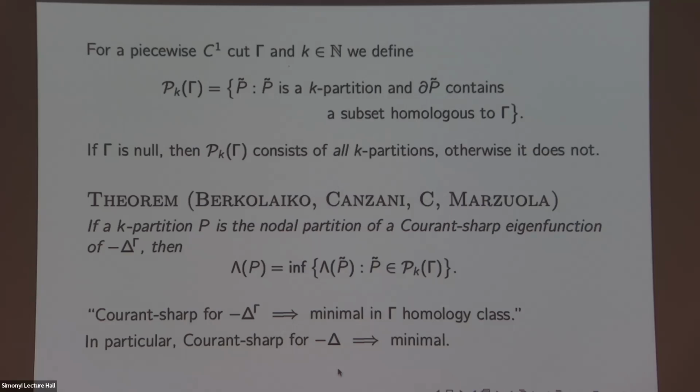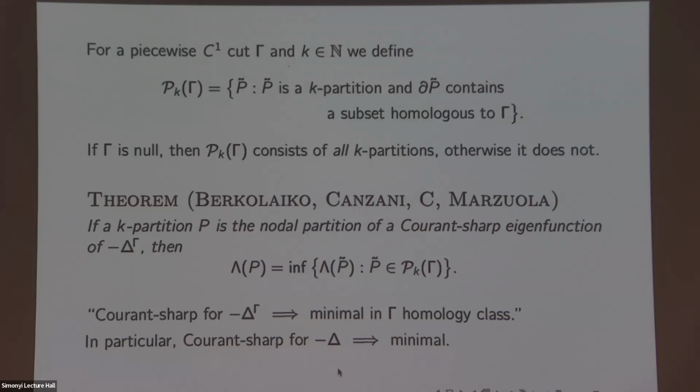Well, we get the following theorem, so I'll tell you what it is in a minute after I've defined some terms. But basically, it tells us that Courant-Sharp eigenfunctions for this cut Laplacian minimize energy within a homology class. So I take some cut set gamma. I define this class of all K partitions whose boundary set isn't necessarily homologous to gamma, but at least contains something homologous to gamma. That's my P_K of gamma.